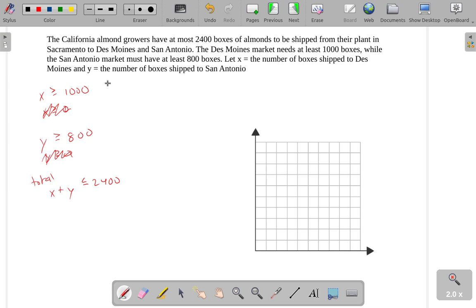Let's think about what these lines are. I'm getting ready to graph these. This is a vertical line. This one is a horizontal line with all the y coordinates of 800. And this one, if the x coordinate is 0, we get y equals 2,400. So that's 0, 2,400 for that intercept, and similarly 2,400, comma 0 for the other intercept.